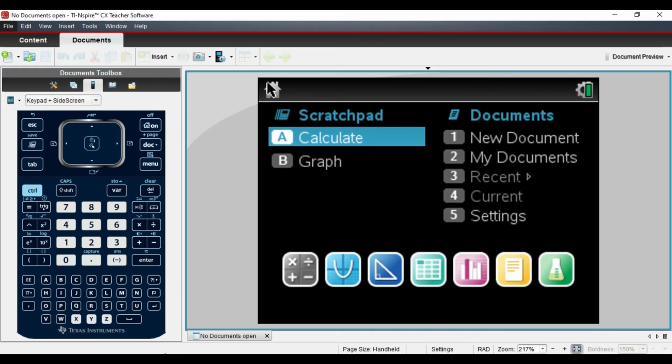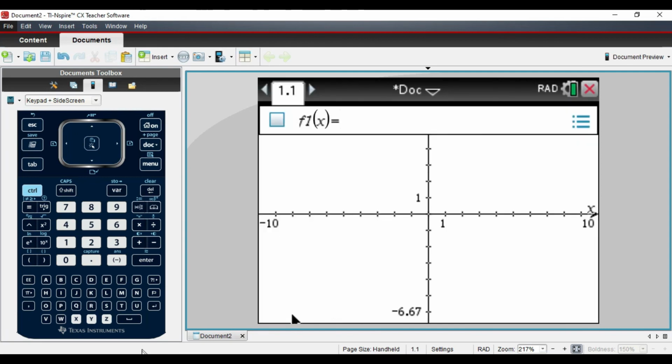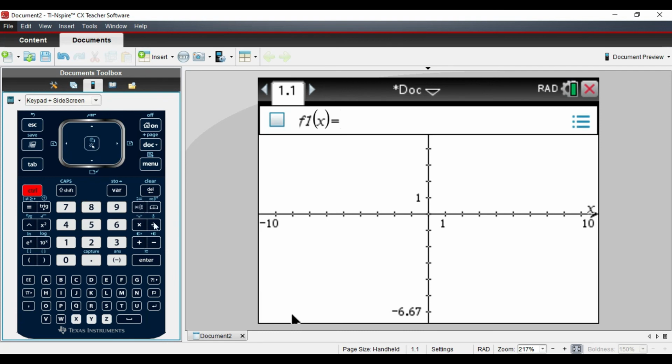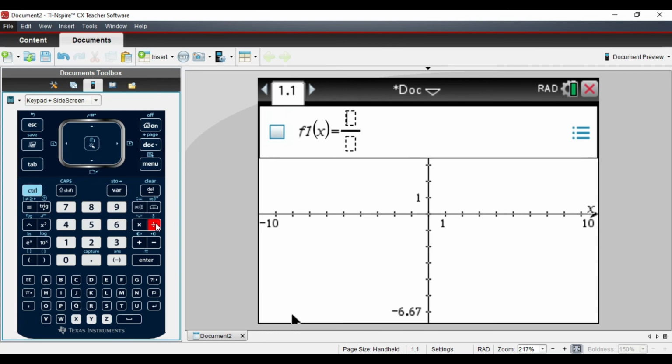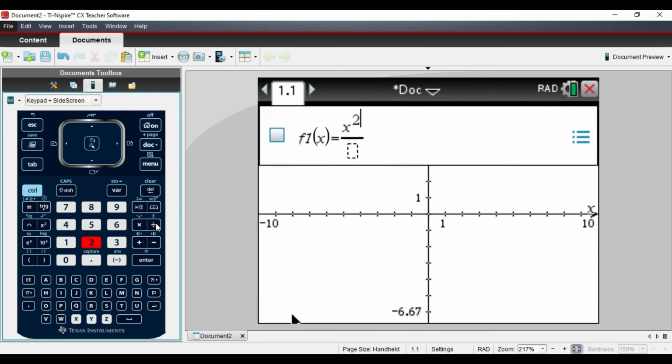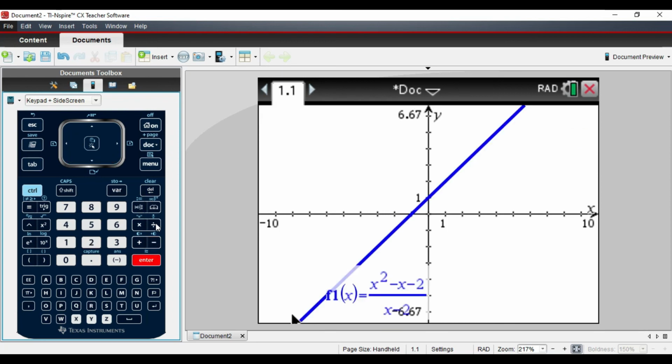Okay, so let's go ahead and graph this rational function. Of course, we'll open up a new document here and graph f1 of x. I think the easiest way would be to put in our fraction template there, so we don't have to use as many brackets. And then we'll type in the numerator, x squared minus x minus 2, and then the bottom, x minus 2. And then if we graph that, lo and behold, it looks like it is a straight line.